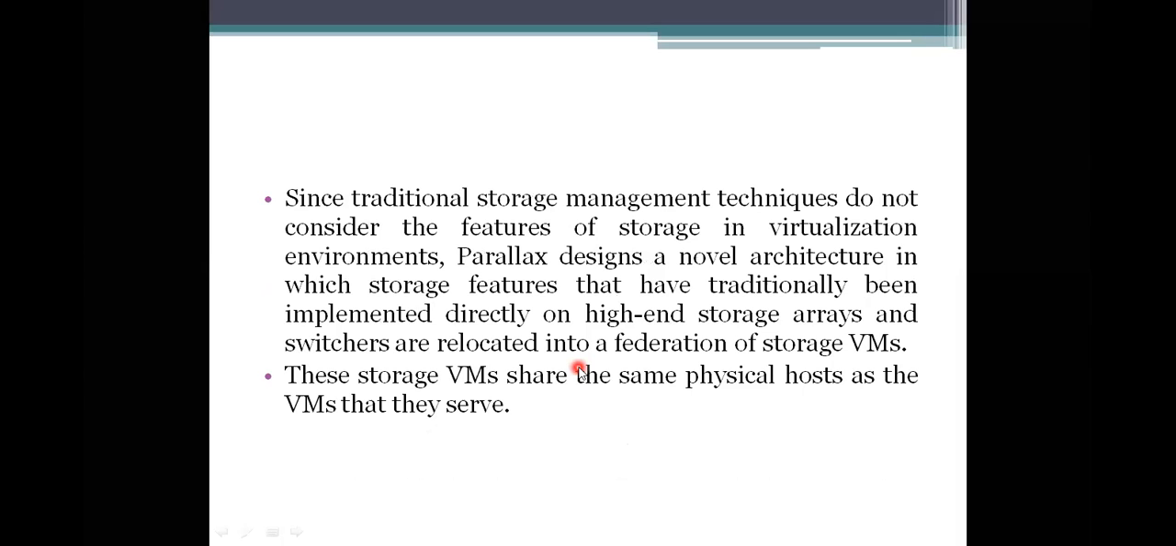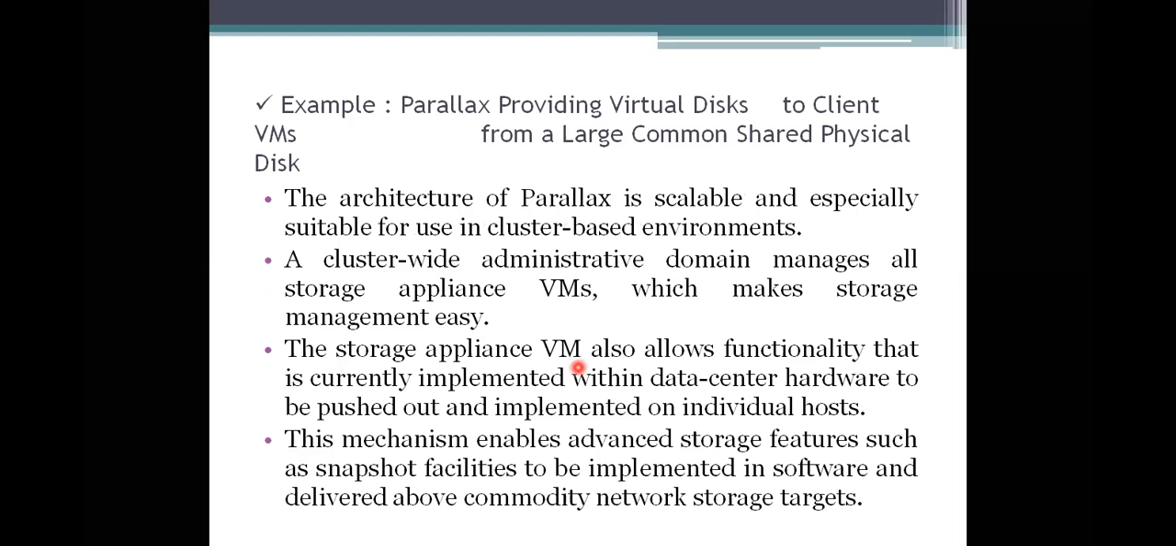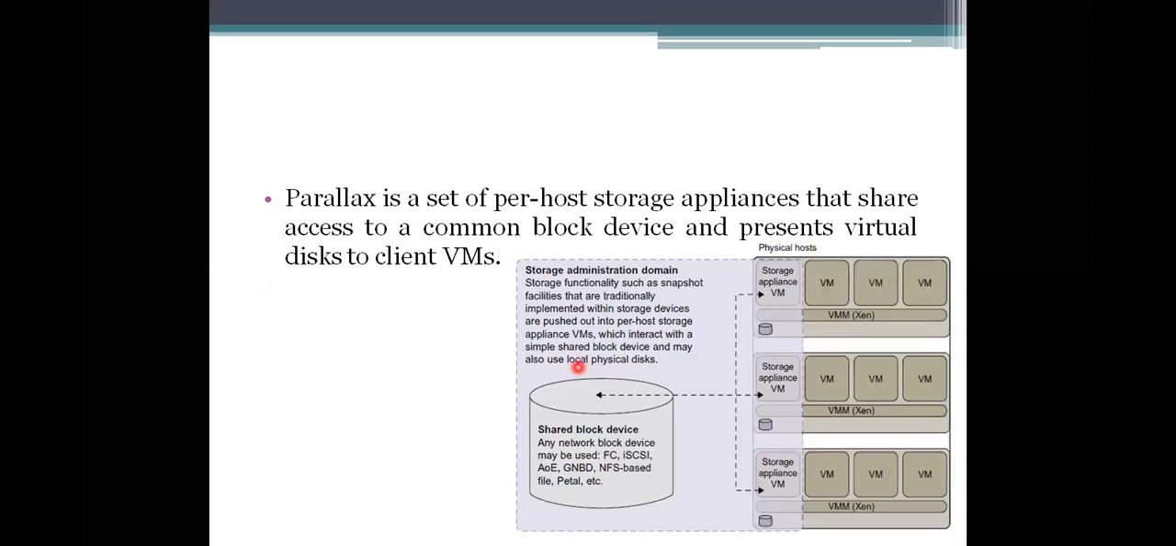So here we have two different examples. The first one is Parallax. Here the Parallax is a set of host storage appliances. It has physical hosts, and the physical hosts maintain storage appliances which hold the virtual machine and application data. What it allows is for the data of these physical hosts to be stored on a shared block device, which provides the large amount of data of the physical disk.